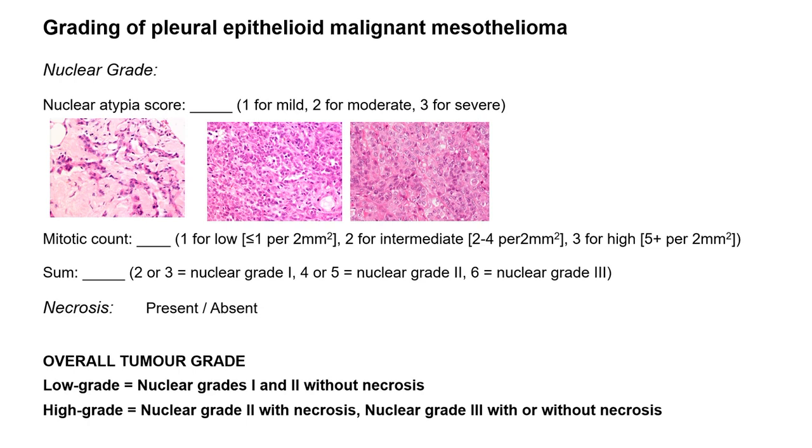Just to say a little bit about grading, it's relatively simple in epithelioid mesotheliomas. We look at the nuclear atypia score, we look at the mitotic rate, and we look at the presence or absence of necrosis and divide this into low or high grade. And this is now recommended for all epithelioid mesotheliomas.